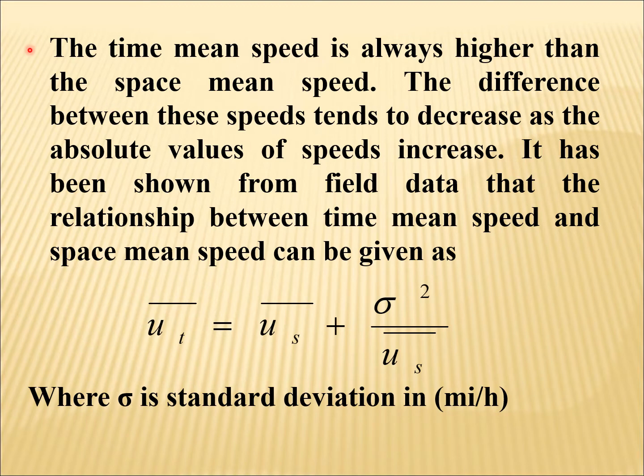The time mean speed is always higher than the space mean speed, because if you just look at the definitions, they are different for these two speeds. The difference between these speeds tends to decrease as the absolute values of speed increase. It has been shown from field data that the relationship between time mean speed and space mean speed can be given as this. So look at this formula, and here sigma is the new thing, that is the standard deviation in miles per hour.